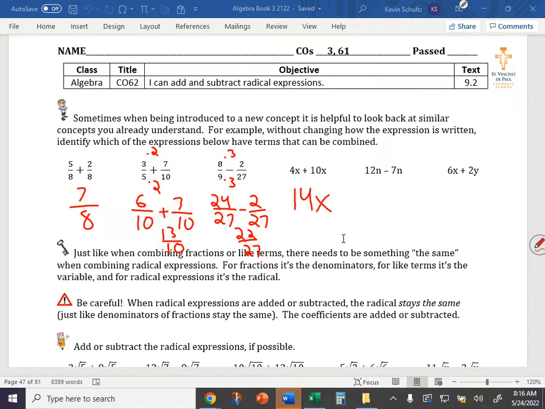What's the second one? 12n minus 7n. 5n. Again, the n doesn't change, just the coefficient, how many we have. 6x plus 2y. Can we add those together? No. Why not? They're different variables. Is there anything we can do to rewrite this so that we can combine them, or are we just stuck? We're just stuck. There's no way to make an x into a y or a y into an x. We just have to keep them separate.